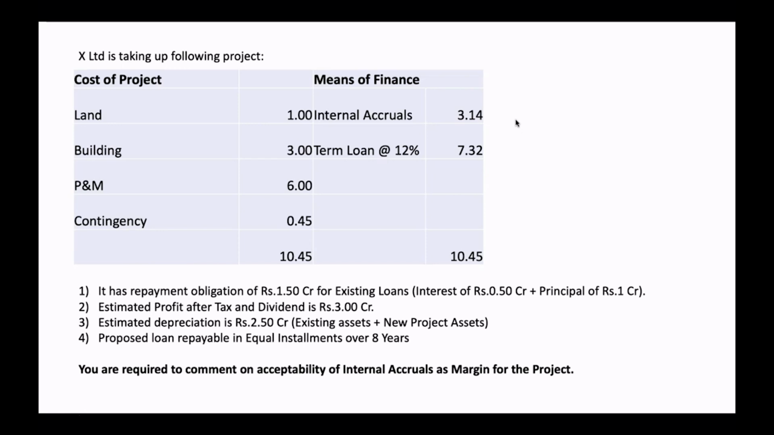First of all, find out what is their total internal accruals. How do you find out the total internal accrual? Take what is their profit after tax and dividend. With that, add back depreciation being a non-cash item. Add back interest also. That will give you what is their gross internal accruals. From that, if you deduct this 3.14 crore, which is going to be used as a margin, you will get your net internal accrual, and it is that net internal accrual available for servicing the existing loan of 1.5 crore as well as the proposed loan. Okay, proposed loan plus interest. So let's do that exercise.